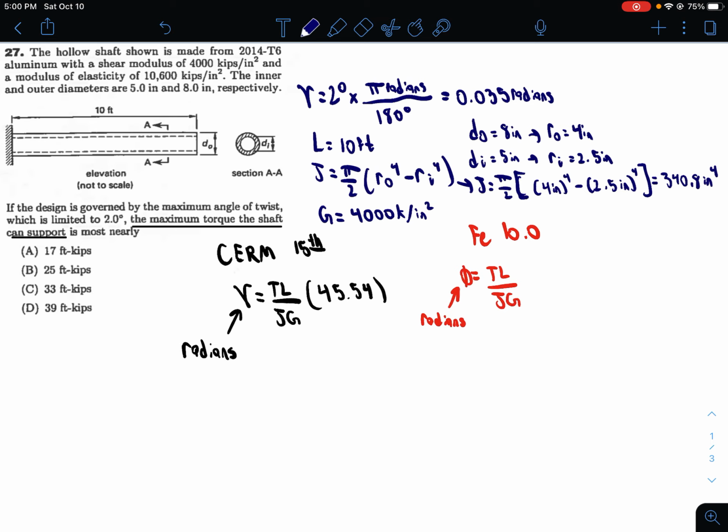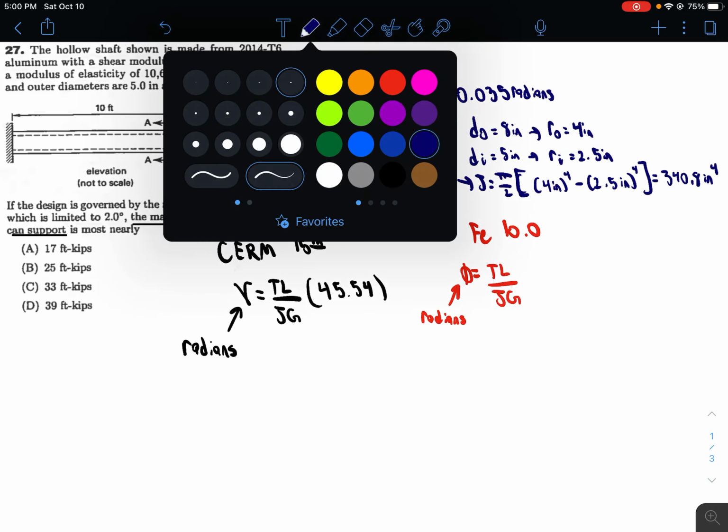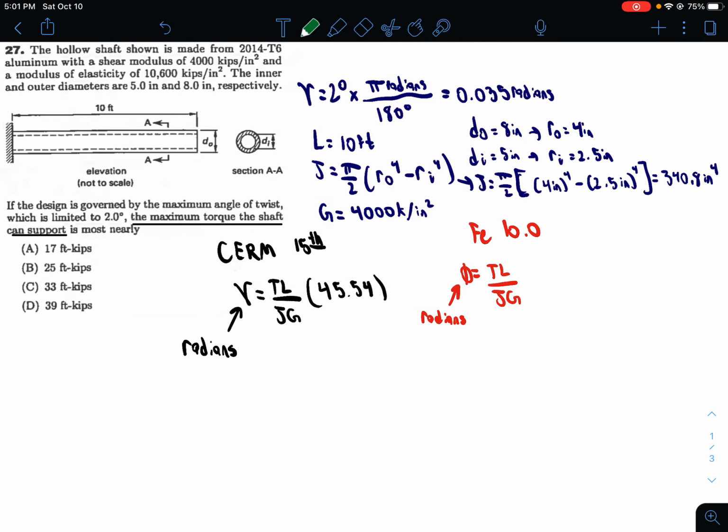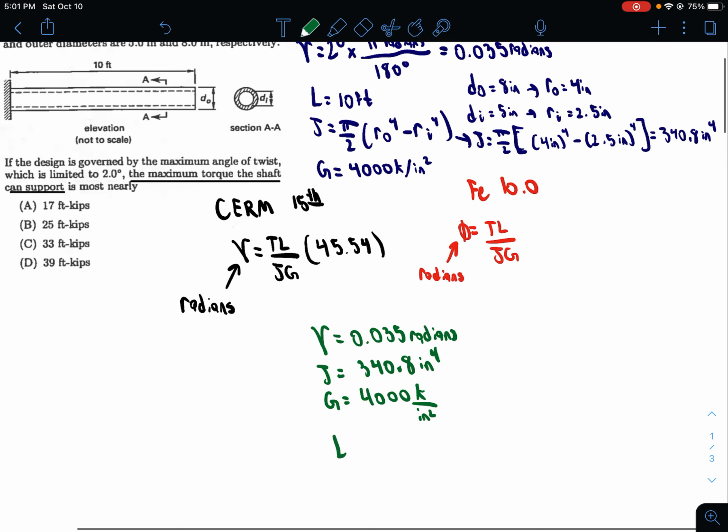Now I can see something, and I'll go ahead and bring these down here. I apologize, it's clustered, but my angle of twist is 0.035 radians. Okay, no problem. I have my J is 340.8 inches to the fourth. I have my shear modulus is 4,000 kips per inch squared. But then I have my L, or my length, is 10 feet.